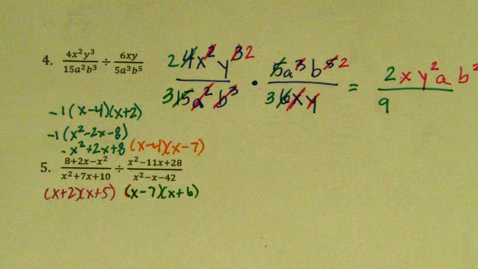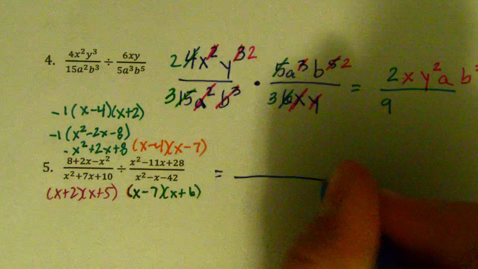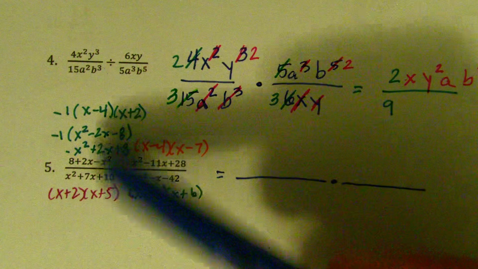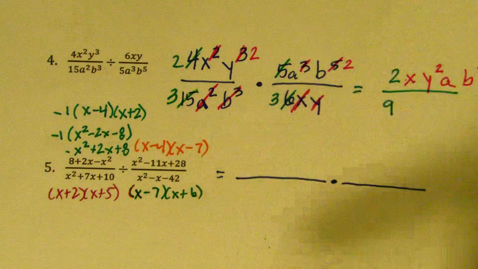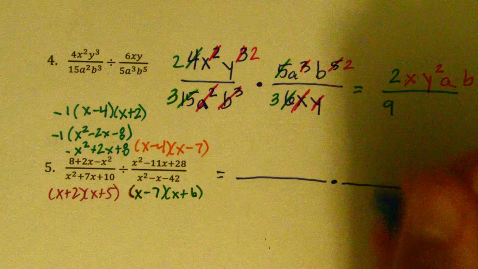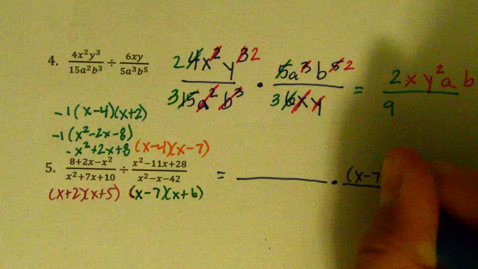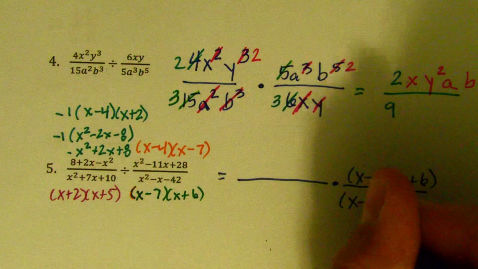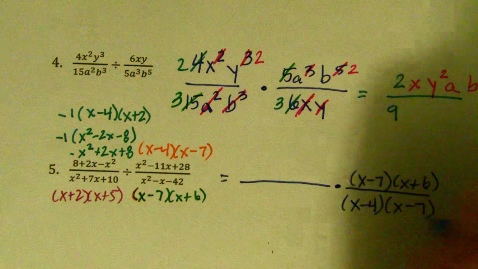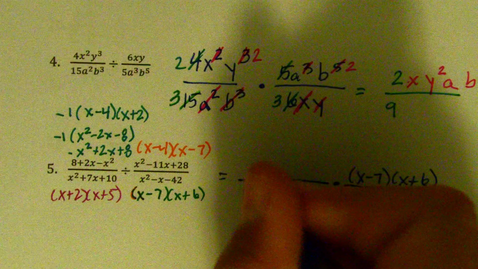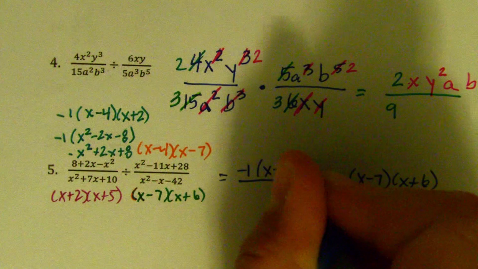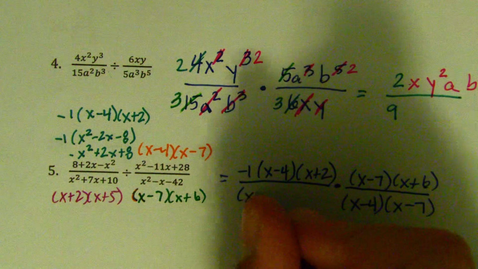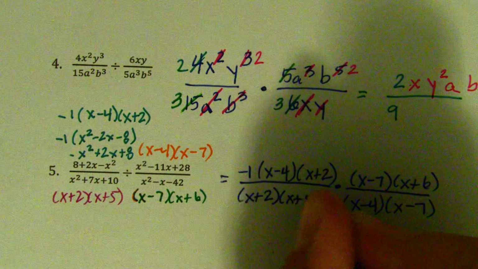Now remember, when we are doing these problems, we want to flip the second fraction and change the problem to multiplication. So I'm not even going to write the first one first. I'm going to write this one first to make sure I remember to flip it. So what's on bottom becomes on top, x minus 7 and x plus 6. And then on top becomes the bottom, x minus 4 and x minus 7. And then copying the rest of it down, negative 1 times x minus 4 and x plus 2. And then over here, x plus 2 and x plus 5.